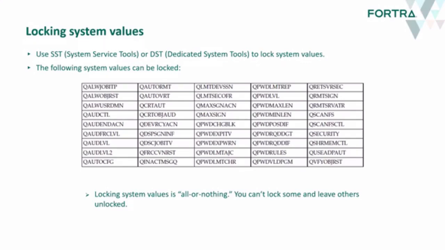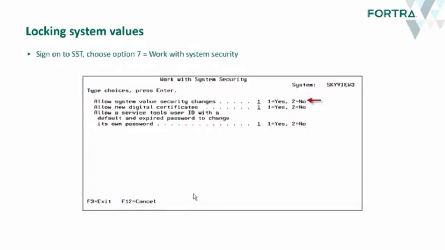Now, there's a number of these that we haven't even touched on, and that's how important they are to the reporting, the logging, the monitoring, and the security of your system. So to be able to lock these system values, you would sign on to SST, you would choose option 7 to work with the system security, and then you can set allow system value security changes yes or no. And that is going to lock those values. So even with *ALLOBJ, *SECADM, you are not going to be able to change the values of those system values.